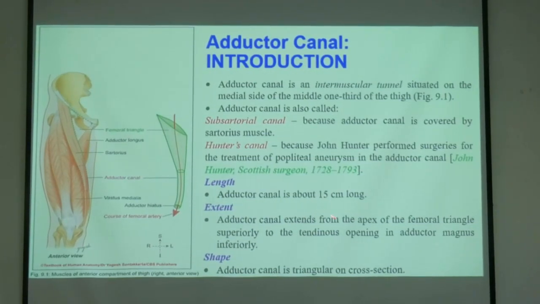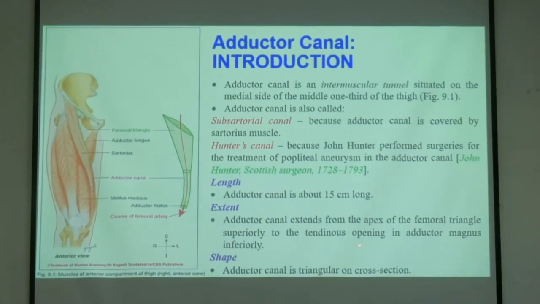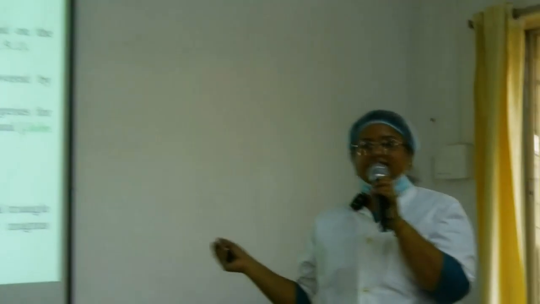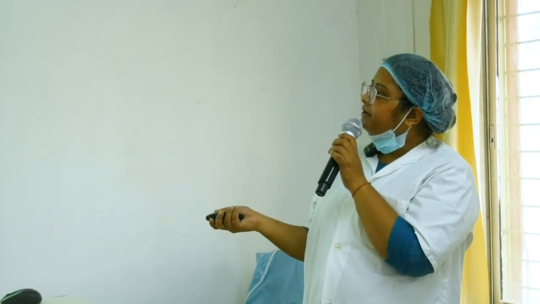The adductor canal extends from the apex of the femoral triangle superiorly to the tendinous opening in the adductor magnus inferiorly. Where it is entering into the adductor magnus and going to the popliteal fossa, posterior aspect of the knee joint, and becoming continuous as the popliteal artery. Shape of the canal: it is triangular on cross section.